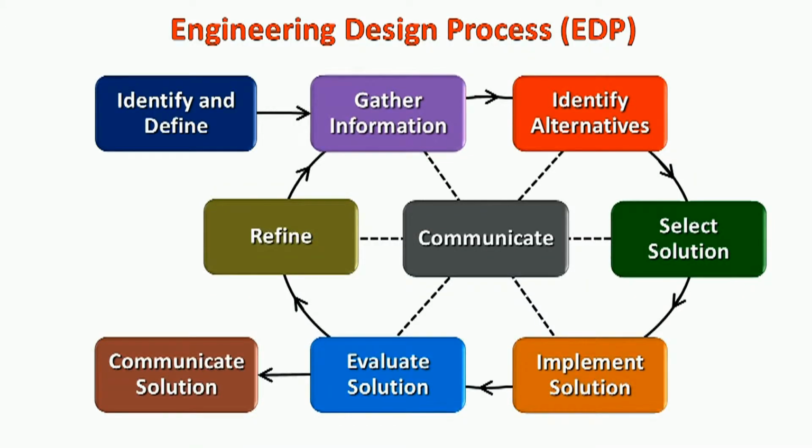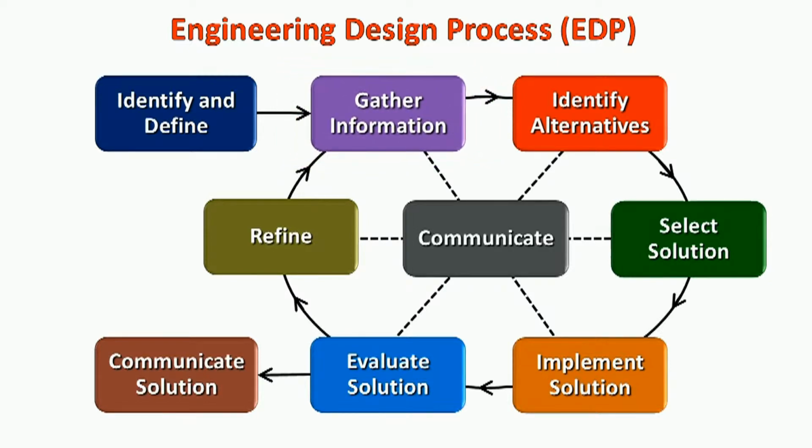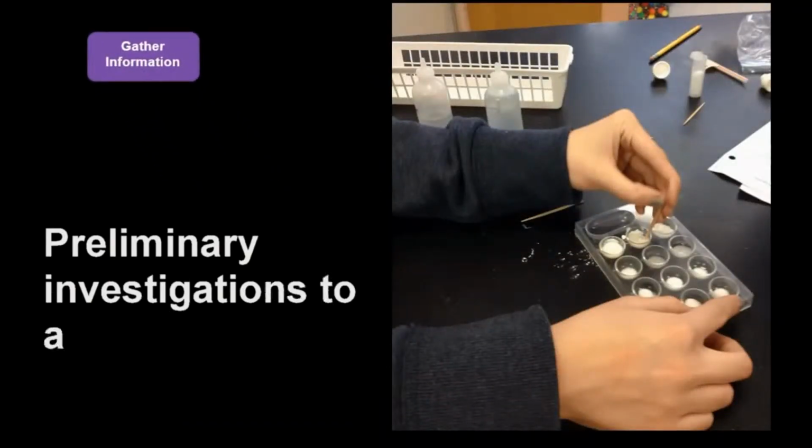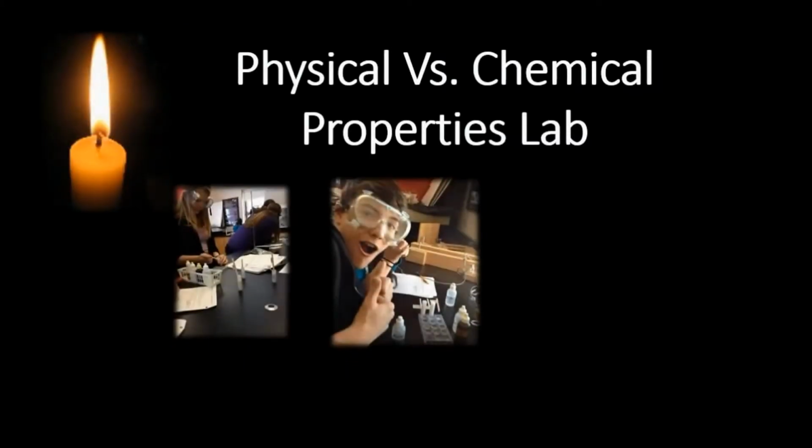The next step is to gather information. This requires research from the internet, speaking with experts, and may involve preliminary tests like measuring water quality parameters or stresses on a building element. Preliminary investigations to answer guiding questions. Physical versus chemical properties lab.